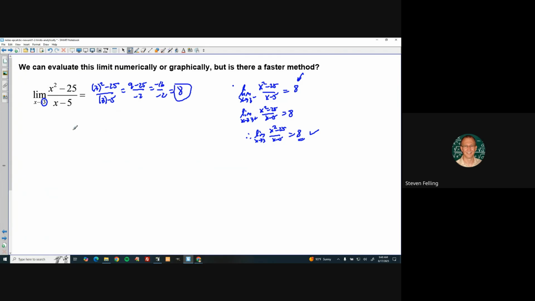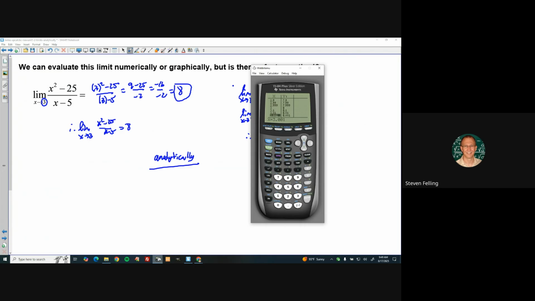And that means we can just say, therefore, the limit as x approaches 3 of x squared minus 25 over x minus 5 is 8. Right, so when we do this, we're evaluating a limit analytically. We attempt to analyze what's happening in the vicinity of the target x by literally plugging the target x into the function. Because if the function is well behaved, that means we're going to get the same thing.